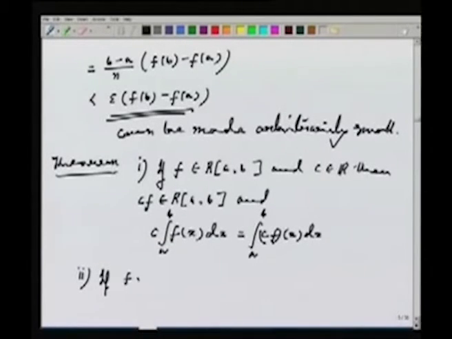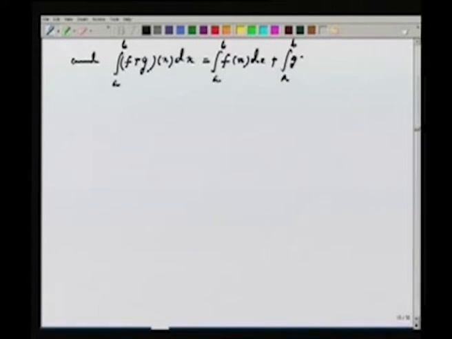Second property is, if f and g both are Riemann integrable, that is they belong to R[a,b], then the new function f plus g also belongs to R[a,b], and integral a to b (f plus g)(x) dx is the same as integral a to b f(x) dx plus integral a to b g(x) dx.